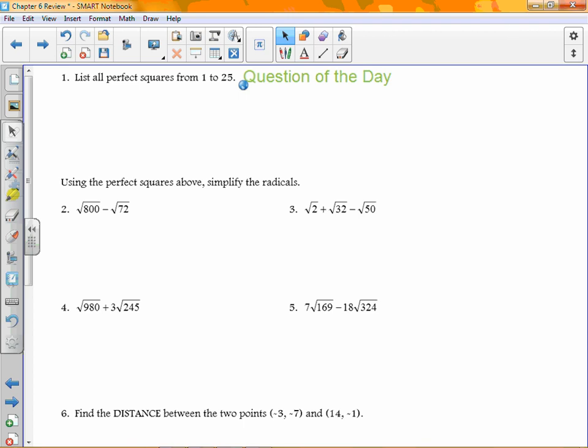All right, this is chapter 6, test review. I'll go through like the first 10 problems. It says the square root of 800 minus the square root of 72. Remember, with the square root of 800, you have to simplify it.